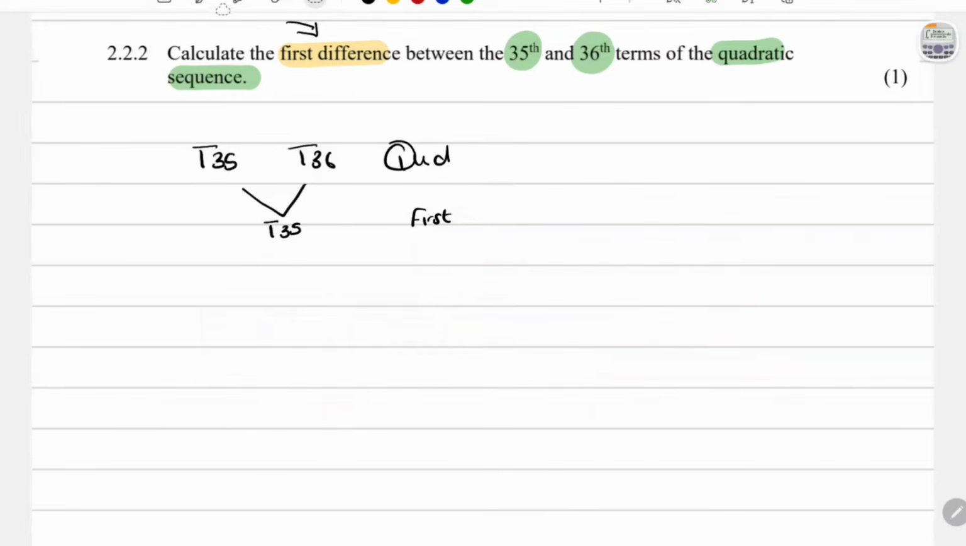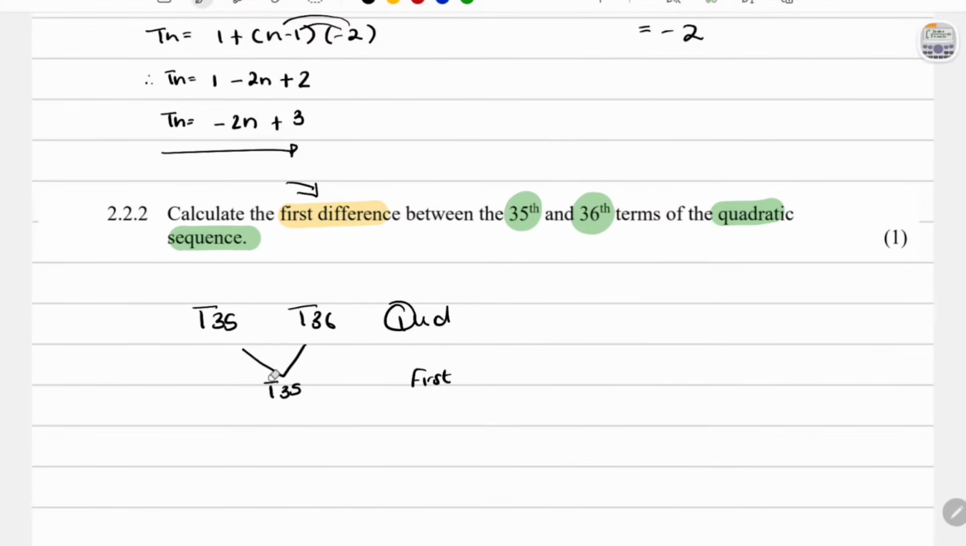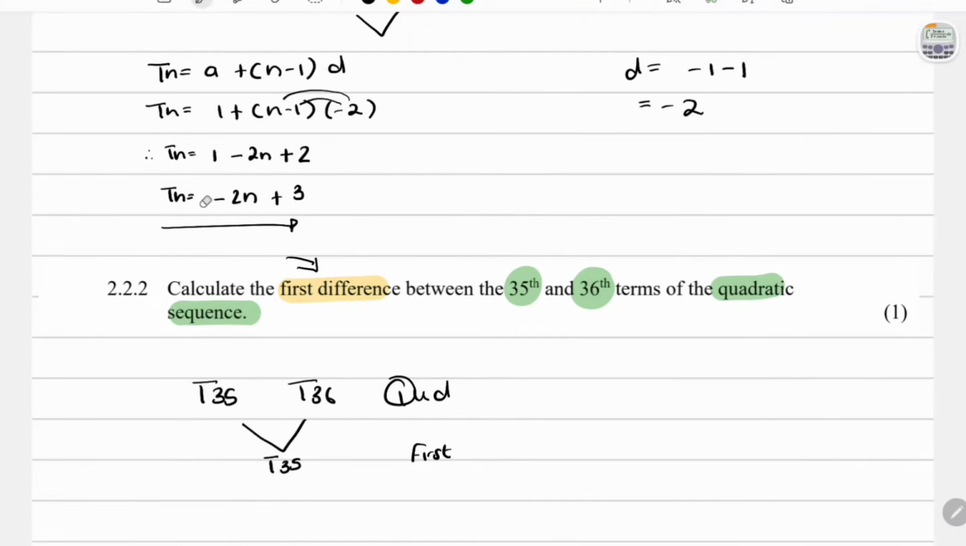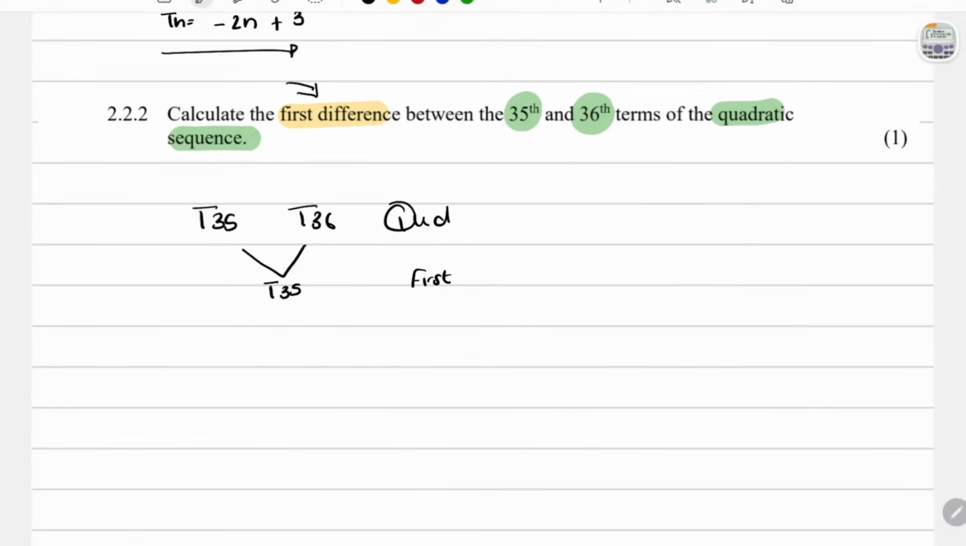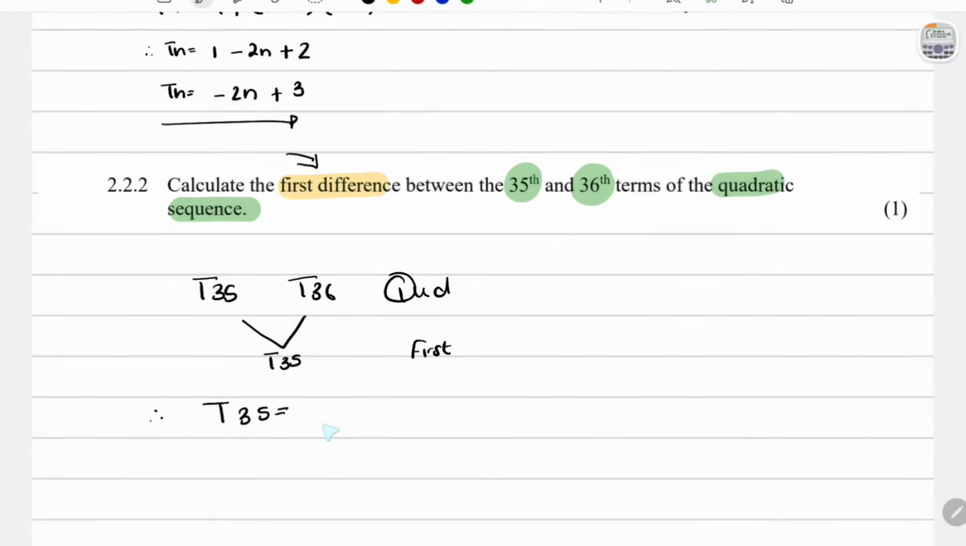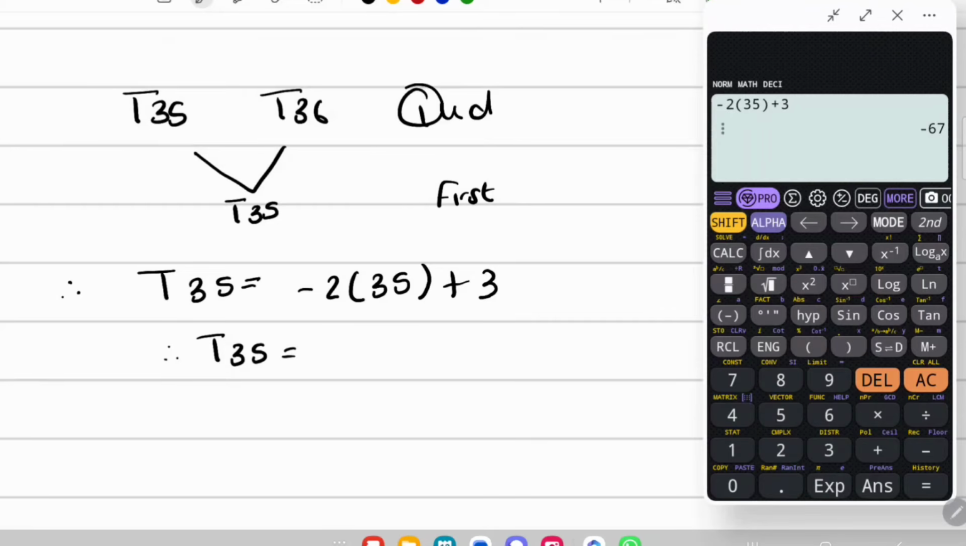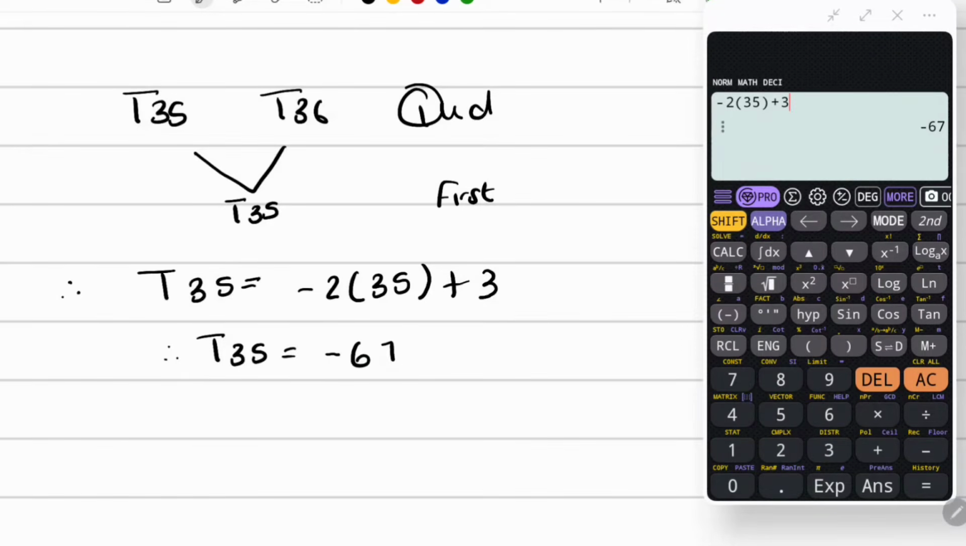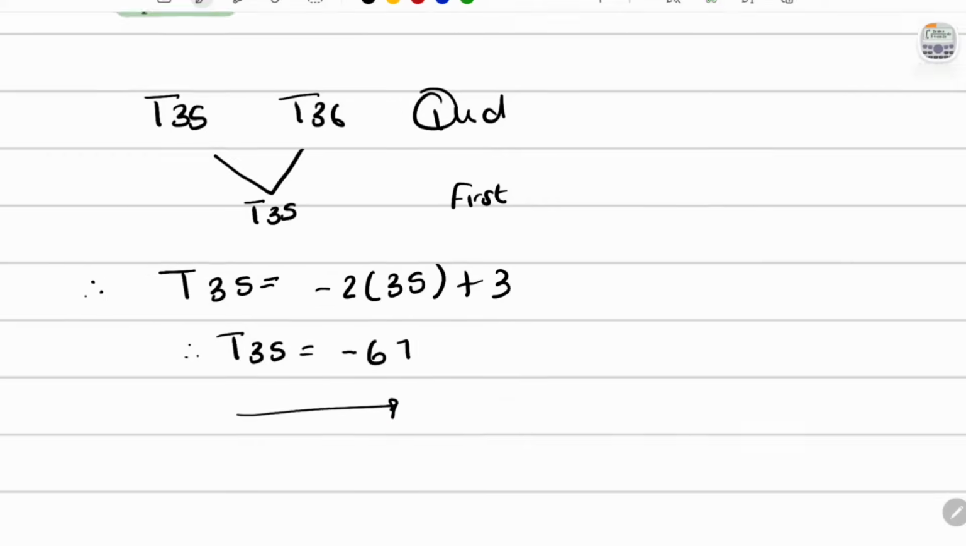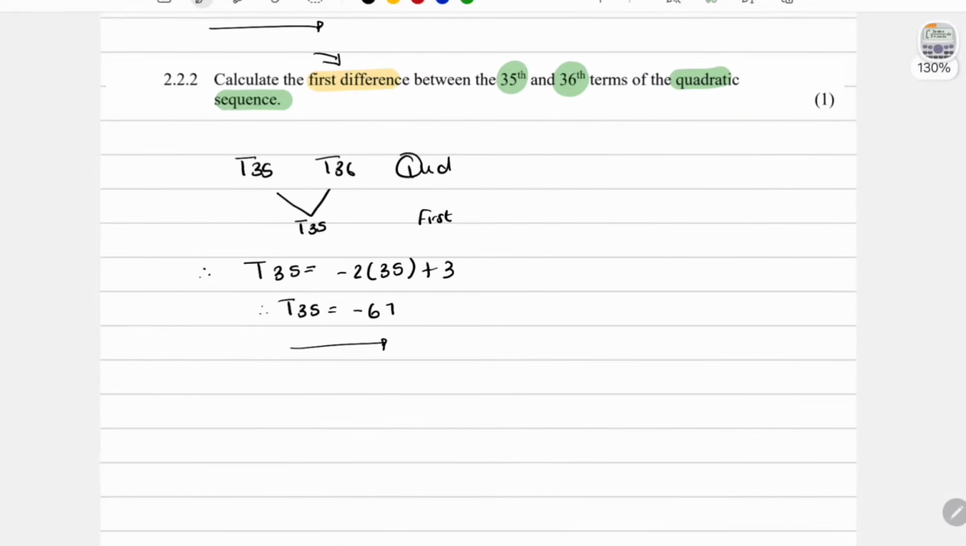I didn't even need this diagram. All you have to think about is finding term 35 in your first difference. And we already have the formula of the first difference, so we're just going to substitute that. So term 35 is equal to, and I'm substituting, negative 2 multiplied by 35 plus 3, because that is our term number, term 35. And that will be our answer. So go ahead and find that answer. That first difference is negative 67. And there we go, that is the answer to that. Moving on to the next question.